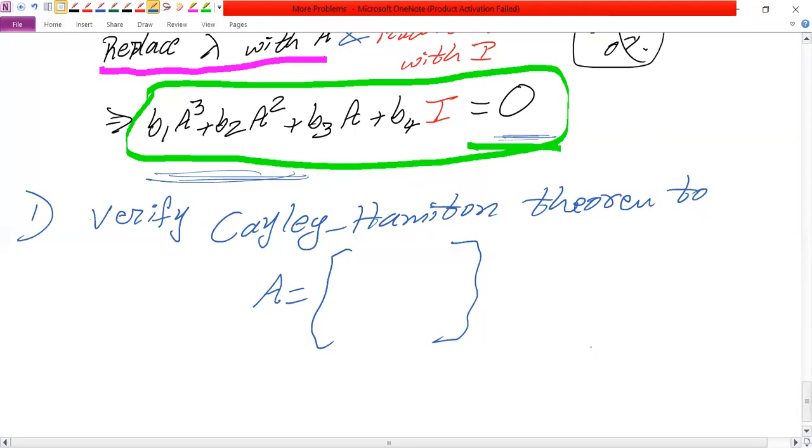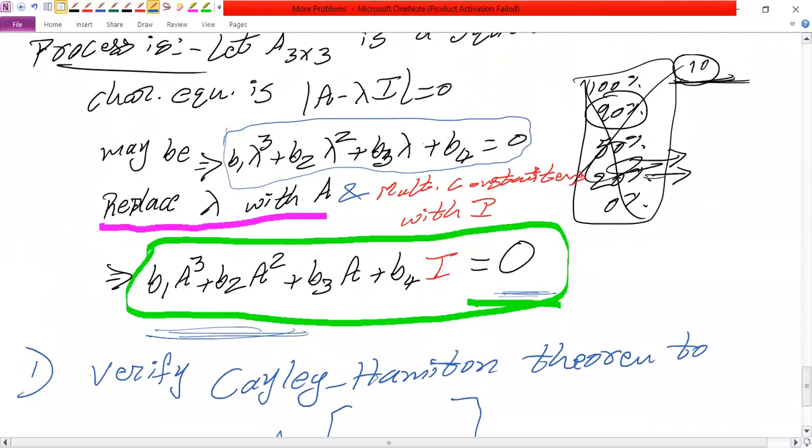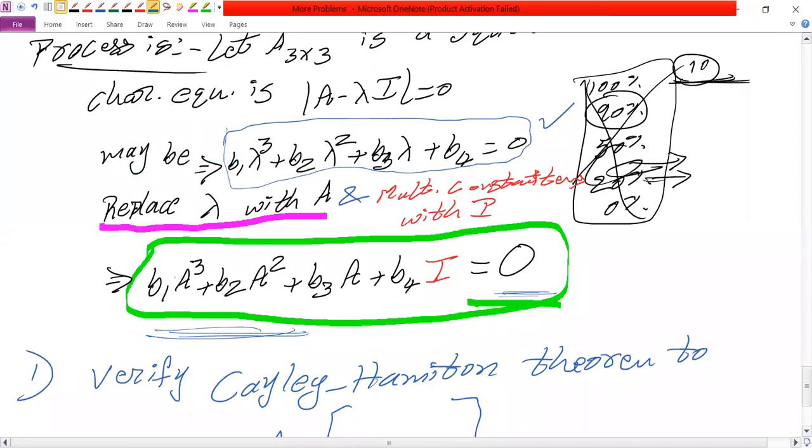So, for that, first we need to find the characteristic equation. After that, for verification, replace lambda with A and multiply the constant term with the identity matrix. Then we are going to get the left-hand side part. Now we need to check whether this equation, in the pink and green box, is satisfied or not. That we need to identify.